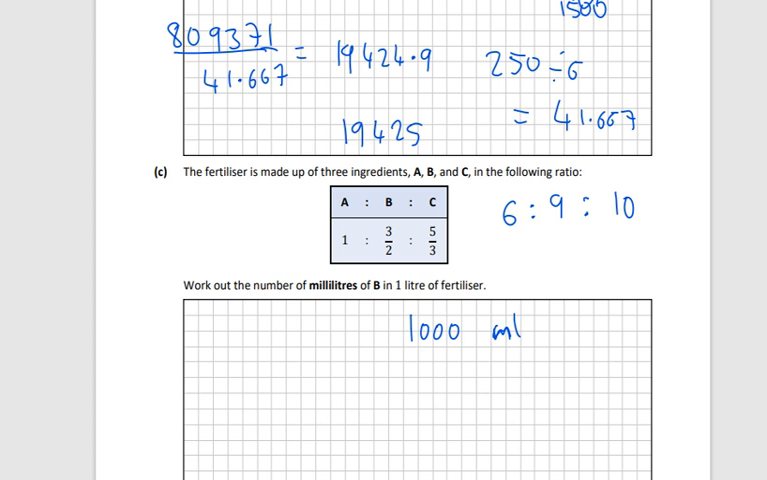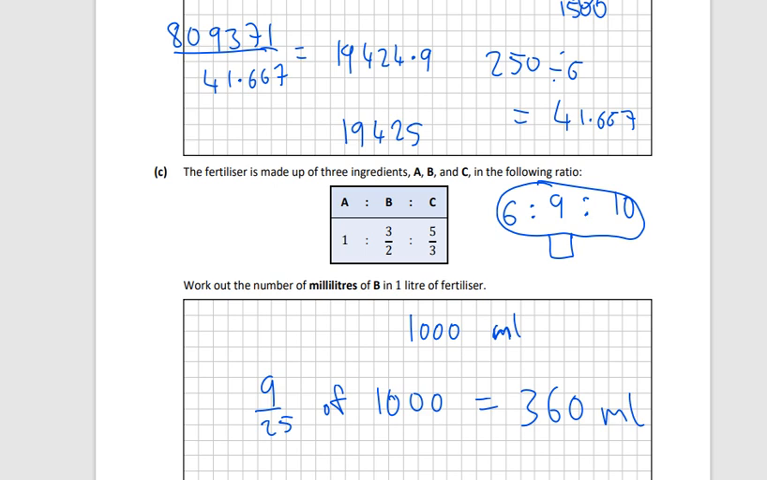So then we want for B, so B is the 9. Altogether there, if we add up the 3 numbers, 10 plus 9 plus 6, that's 25. So we want 9/25 of it to be what the B is. That's 9 shares out of 25 shares. Therefore, you can just multiply them on the calculator: 1,000 multiplied by 9 over 25. And that's 360 mils.